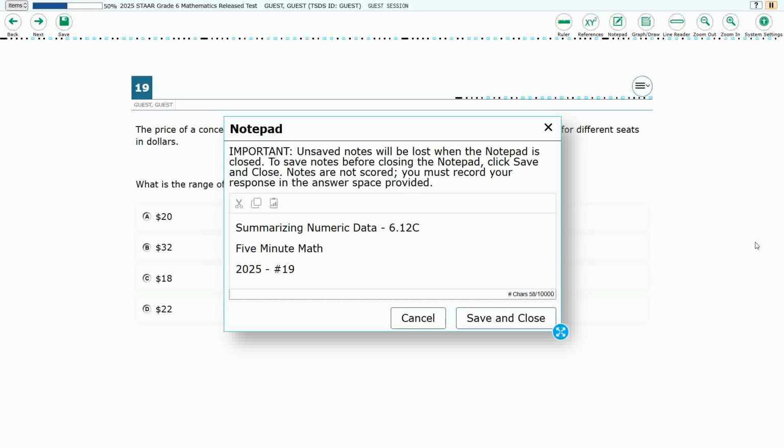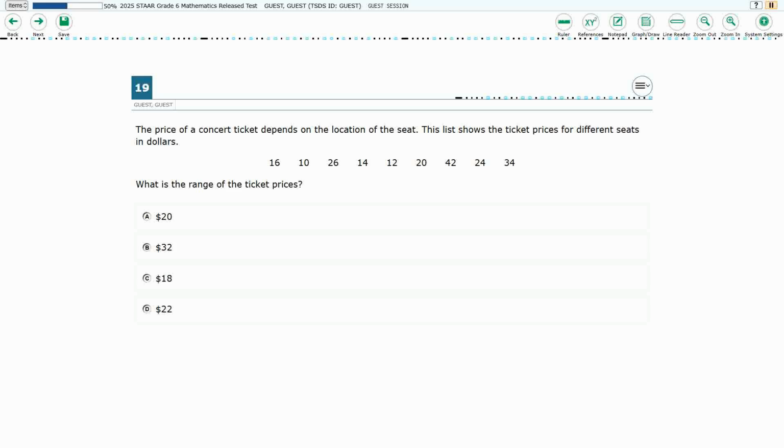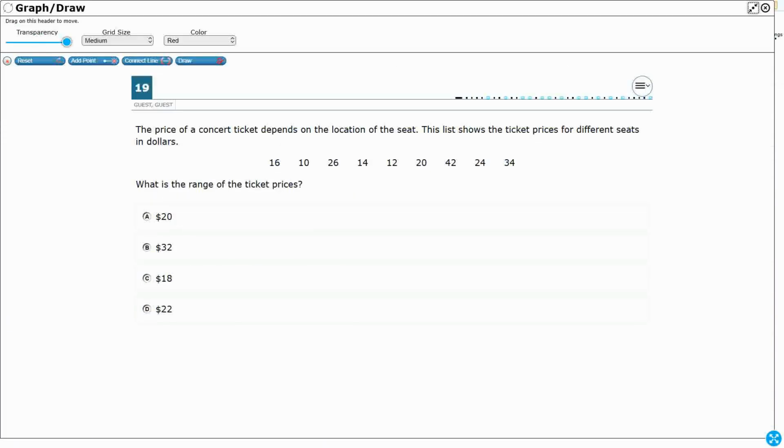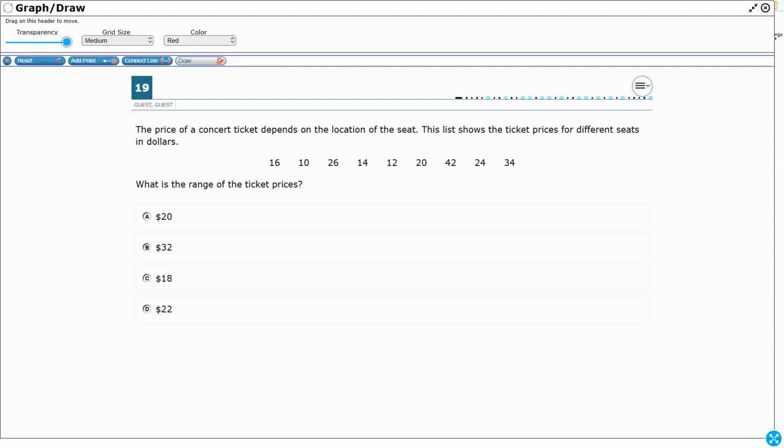Today we are looking at the 6th grade concept of summarizing numeric data. This is standard 6.12c in the great state of Texas, and we are using item number 19 of the 2025 released STAAR test. If you haven't done so already, please go ahead and take a moment to pause the video, work this problem out on your own, unpause it, and we will look at our answers together.